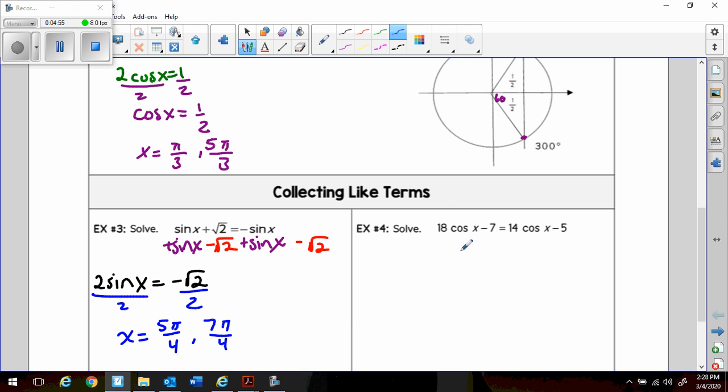This one, see, cosines are on both sides again. So I need them to be on one.